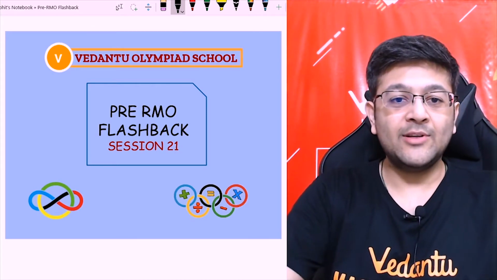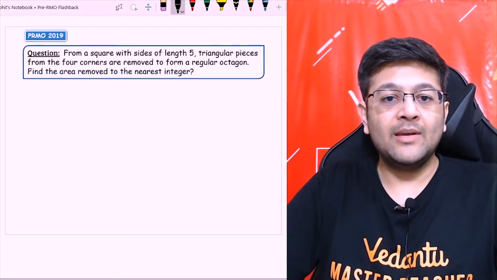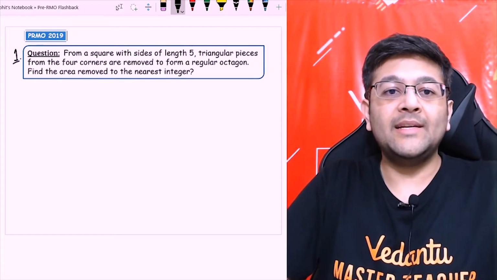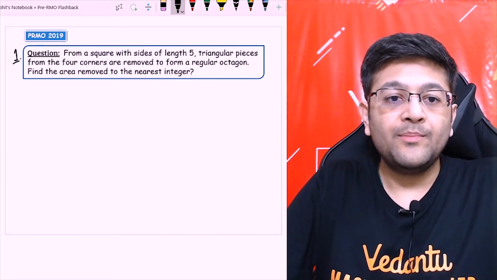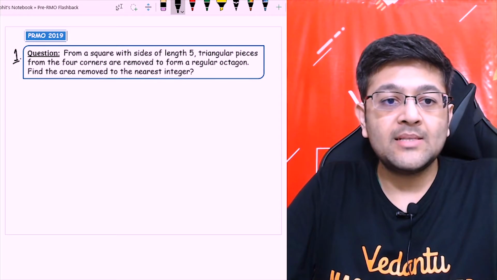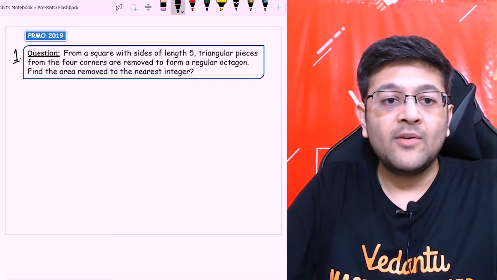So let's see the first question of Pre-RMO 2019. Here it is. So let's read the question. From a square with sides of length 5, triangular pieces from four corners are removed to form a regular octagon. Find the area removed to the nearest integer.